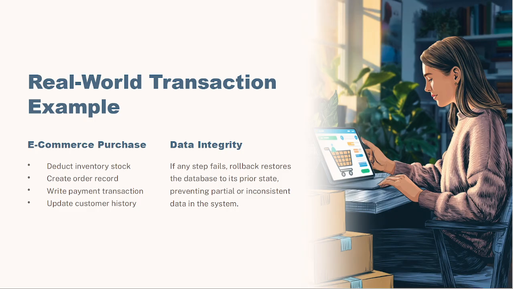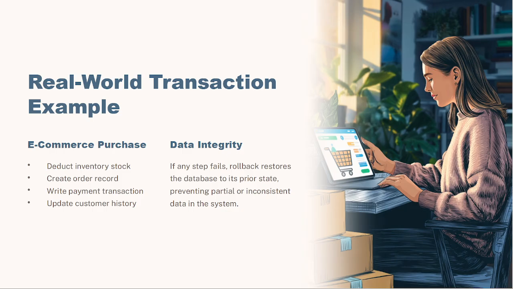Now let's understand transactions using a real-world e-commerce example. Suppose a customer buys a product online. The system may need to deduct inventory stock, create an order record, store payment details, and update customer history. Now imagine the payment succeeds, but the inventory update fails. Without transactions, half the data would be saved and half would fail. That creates corrupted or inconsistent records.